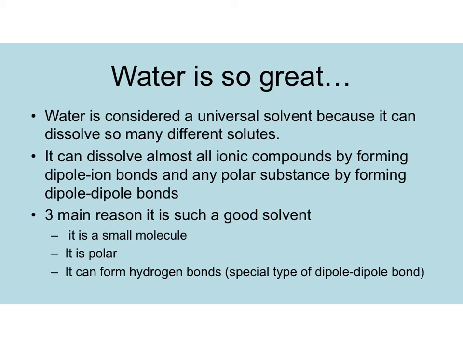Water is considered the universal solvent because it can dissolve so many different solutes. It can dissolve almost any ionic compound because it has charges, by forming dipole-ion bonds, and any polar substance by forming dipole-dipole bonds. The three main reasons it is such a good solvent: it's a small molecule, it's polar, and it can form hydrogen bonds, which is a special type of dipole-dipole.